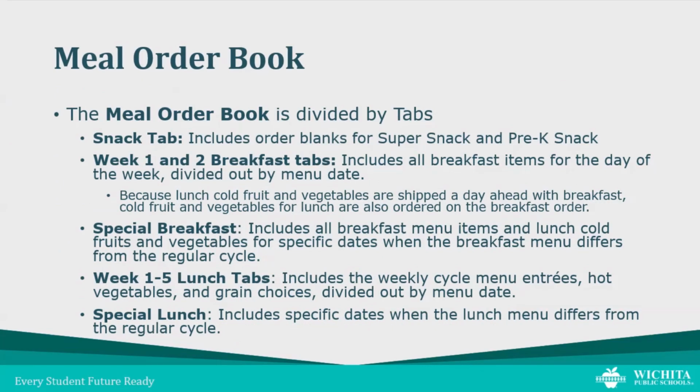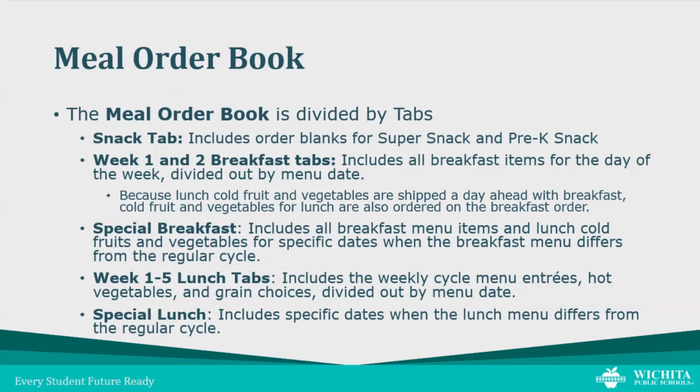The meal order book is divided into tabs. There's the snack tab, which includes order blanks for super snack and pre-K snack. The week 1 and 2 breakfast tabs include all breakfast items for the day of the week, divided out by menu date. Because lunch cold fruit and vegetables are shipped a day ahead with breakfast, cold fruit and vegetables for lunch are also ordered on the breakfast order.